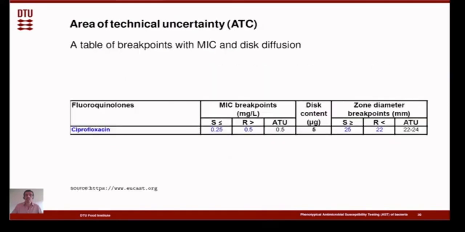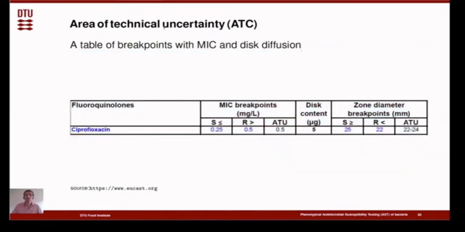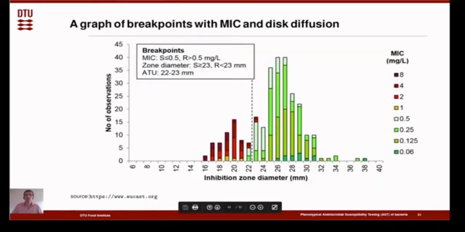There is also a situation where we have what is called the area of technical uncertainty. So this is a table of area of technical uncertainty. Well, it's a breakpoint table, but it's showing us what is called the area of technical uncertainty, just buffer zones. Here, for this inhibitory concentration, between 22 to 24 is the area of technical uncertainty. What is this? Well, let's see a graph to explain this more correctly.